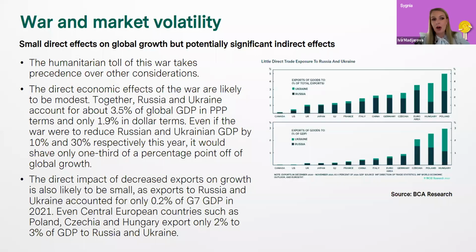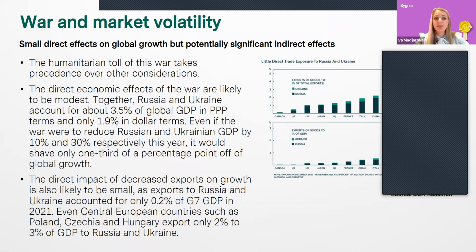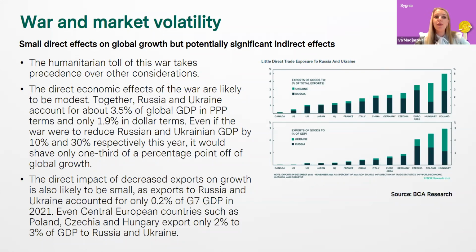Now, the biggest impact of this war, of course, is the humanitarian effect. However, in today's session, we will be talking about more of the financial and the economic impact. Now, from a direct economic impact perspective, if you consider Russia and Ukraine together, they account for about 3.5% of global GDP in PPP terms and only 1.9% in dollar terms. So even though the economies really are affected at the moment, if the GDP had to reduce by, say, for example, 10% in Russia and 30% in Ukraine, we would only see about 1/3 of a percentage point shaved off of global growth. So the overall impact to global growth shouldn't be that massive.